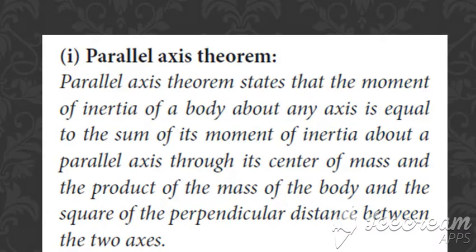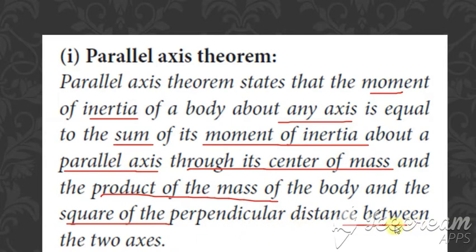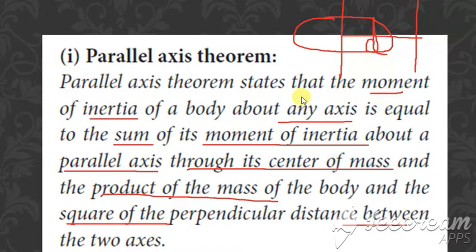The statement is: the parallel axis theorem states that the moment of inertia about any axis is equal to the sum of the moment of inertia about a parallel axis which is passing through its center of mass and the product of mass and square of the perpendicular distance between the two axes. For this, first consider a body which has an axis, and this is any perpendicular axis. Between these two axes, let us consider the distance as d. Clear?